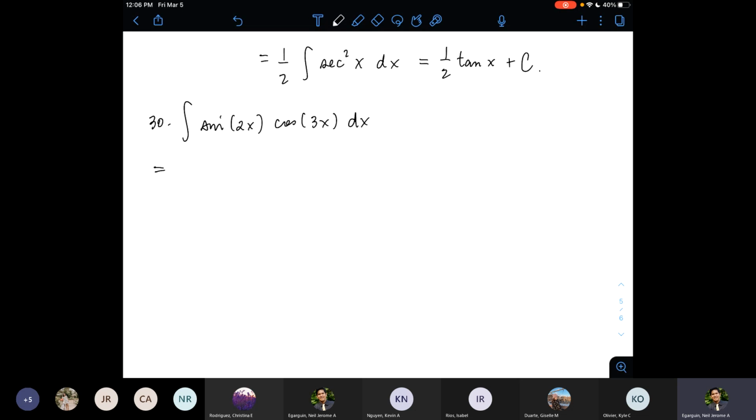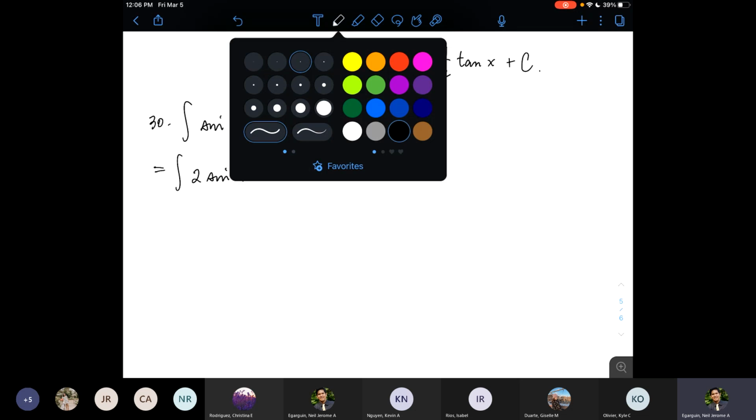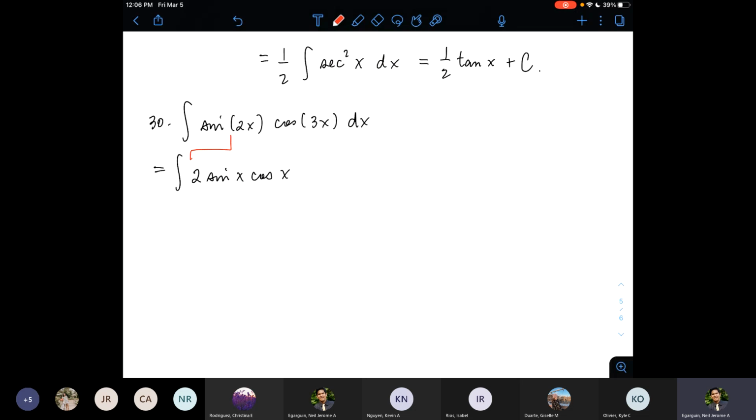So that means I need to apply again the double angle identity for sine. So here I'll have 2 sine x cosine x. That's essentially this first factor here, right? And then the cosine of 3x can be expanded using the sum identity from trigonometry.